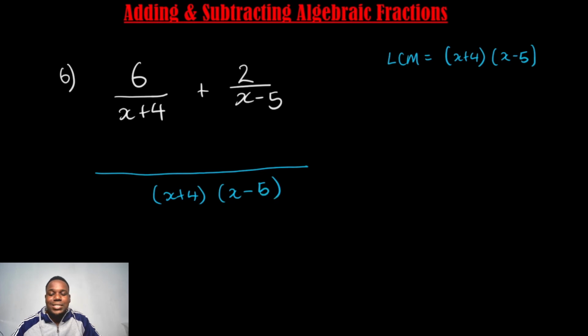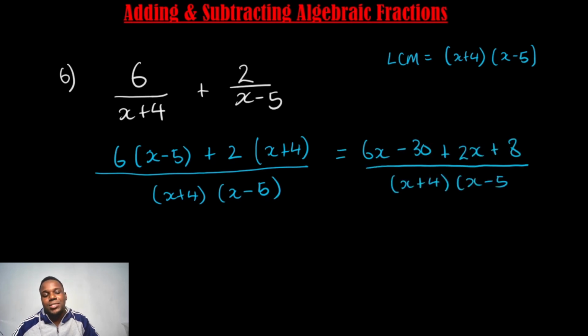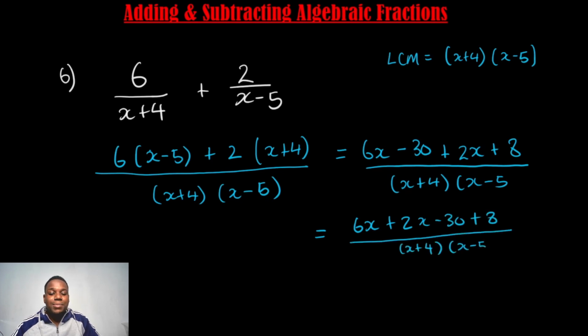So first denominator, x plus 4, into our new denominator, we'll be left with x minus 5, and we multiply the x minus 5 by our numerator 6, and we do the same thing for our second fraction. x minus 5 into the new denominator leaves x plus 4, and we multiply that x plus 4 by our numerator, which is 2. We expand our brackets, so we have 6x minus 30 plus 2x plus 8 over x plus 4, x minus 5. We can go ahead and group our like terms and simplify. So 6x plus 2x, minus 30 plus 8. And when we simplify that, we get 8x minus 22 over our denominator, which is x plus 4, x minus 5.